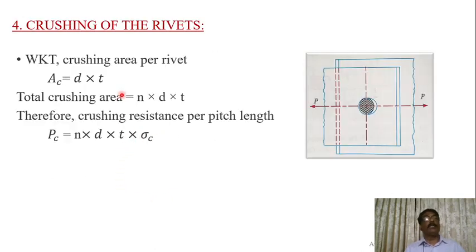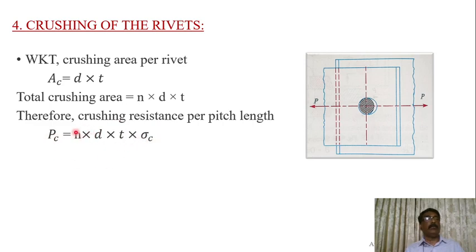So next we have studied the crushing of the rivet. Here the rivet hole takes the shape of an oval, and there will be a clearance like this between the rivet and the plate, and due to this the joint may fail. This type of failure is known as crushing, and the crushing resistance can be found by using this equation, where d into t is the area which resists the crushing, and this is the crushing stress. You will get the crushing resistance as n into d into t into sigma c.